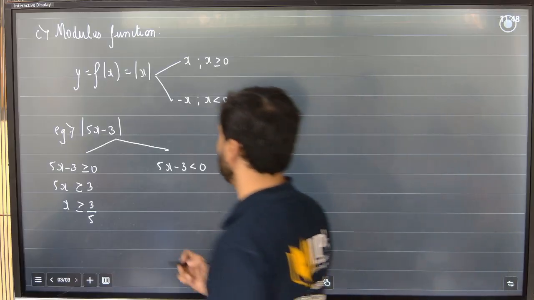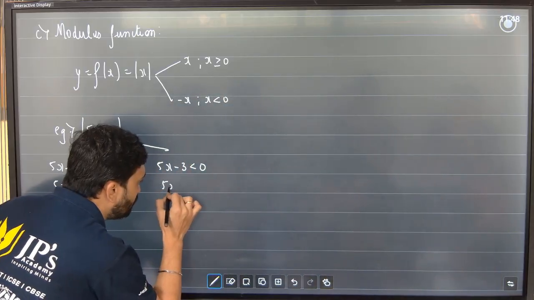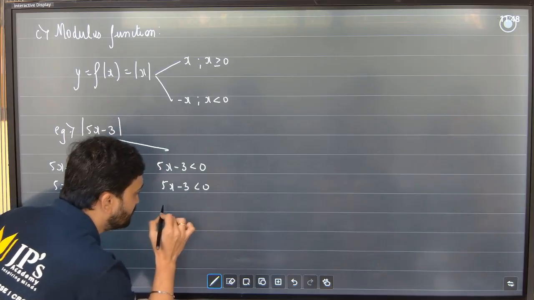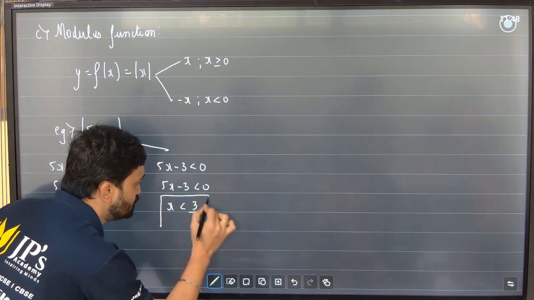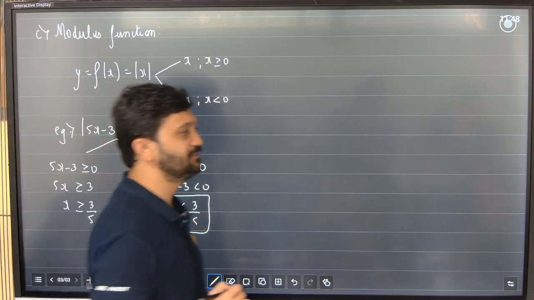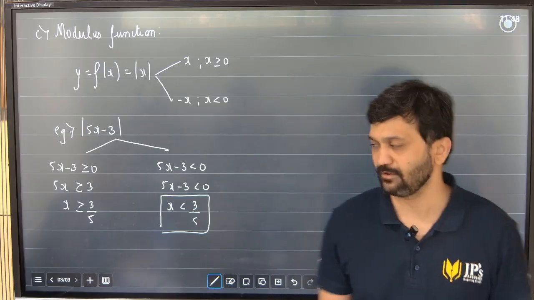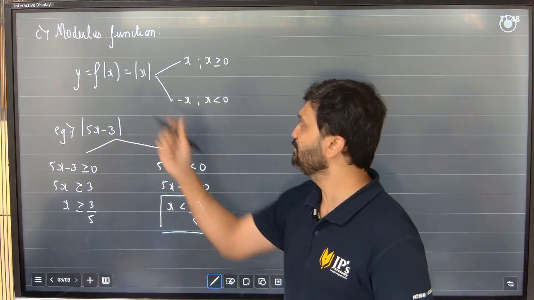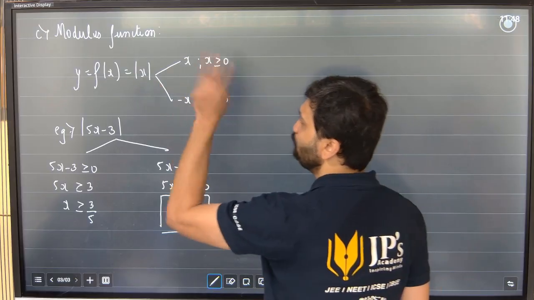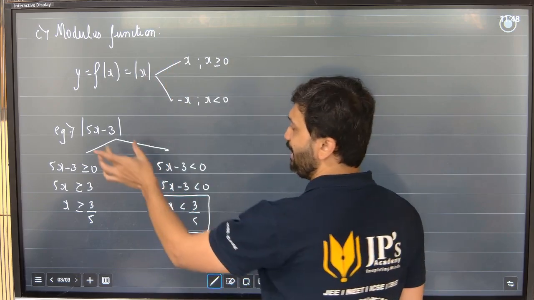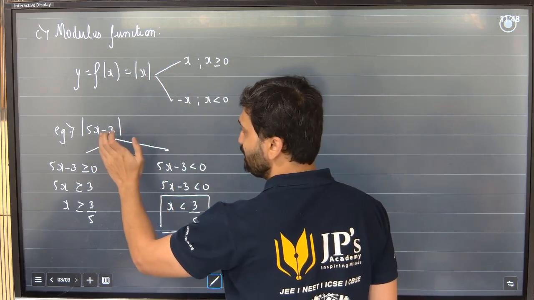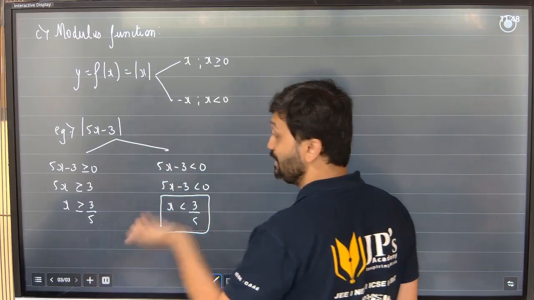Now here, 5x minus 3 is less than 0. Therefore, x will be less than 3 by 5. So for all values of x less than 3 by 5, my absolute value will become... see, because if I remove the mod, I have two options. I have to write the value as plus minus. So if I have to remove this, I need to understand whether it is positive or negative.